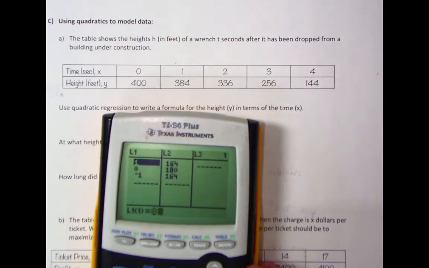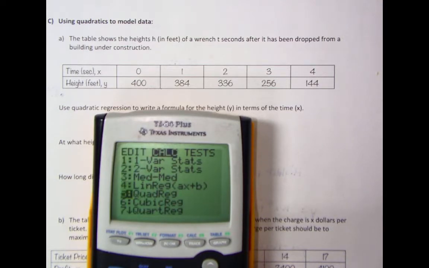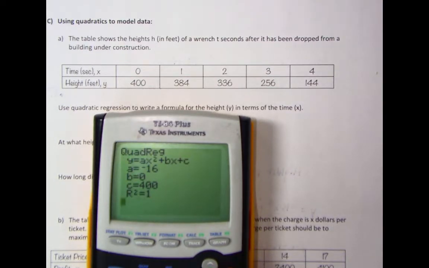So my x values are 0, 1, 2, 3, 4. My y values are 400, 384, 336, 256, and 144. So I know it's hard to see on my end, but you can see that all of the data points are in there, and so we're going to go to Stat, go to Calc, and go to Quadratic Regression, and hit Enter. And again, I know it's hard to see, but it gives you the equation. You should have negative 16, and then 0, and then 400 for your points.